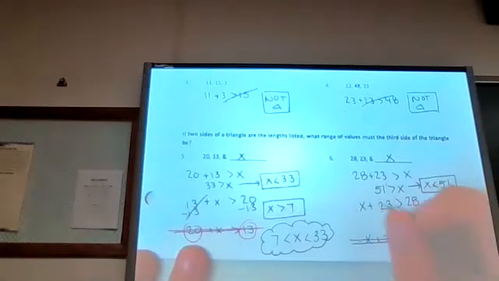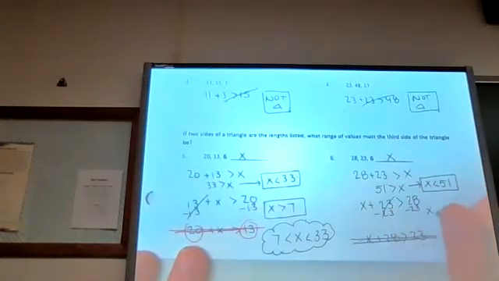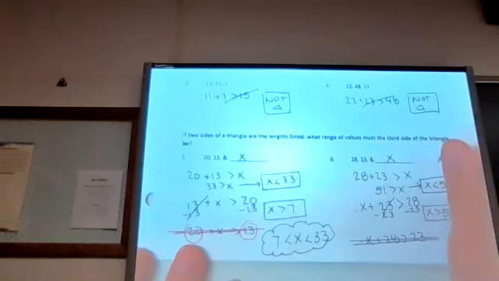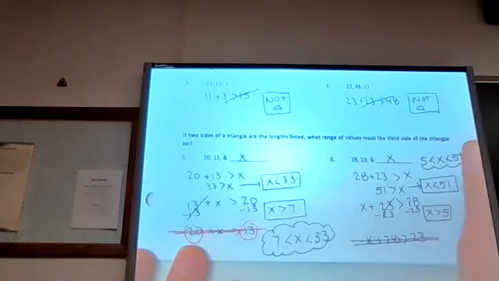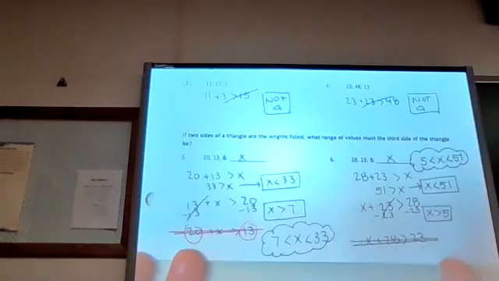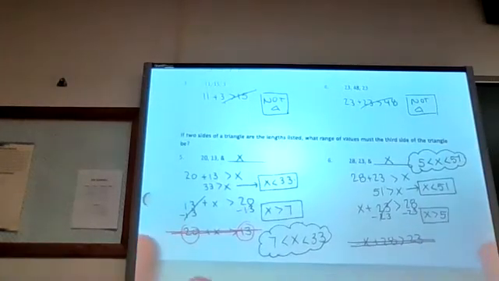On the second inequality, subtracting 23, X has to be greater than 5. There's the lower end of my range. And if I were to write it together, X has to be less than 51, greater than 5. There's my range of values.